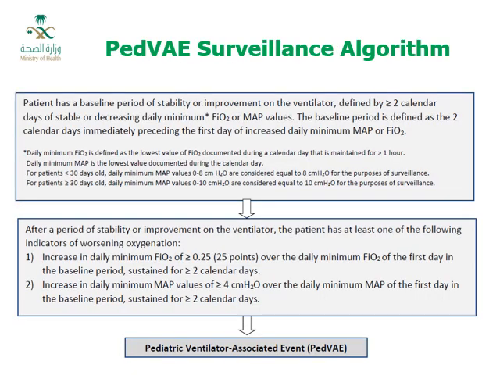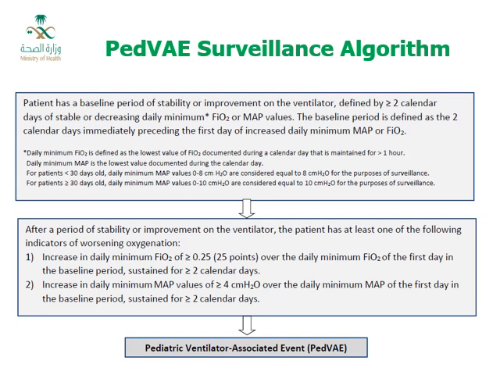On this slide, the pediatric VAE surveillance algorithm summarizes the definition of pediatric VAE. As we mentioned, we have one definition for pediatric VAE, which is worsening in oxygenation, in the values of FiO2 and mean airway pressure, sustained for at least 2 days, and this worsening occurs after a period of stability of at least 2 days on these two values.